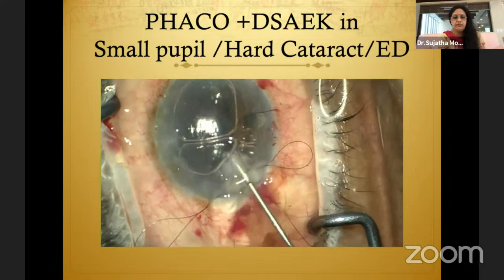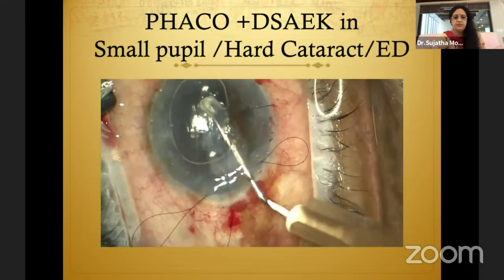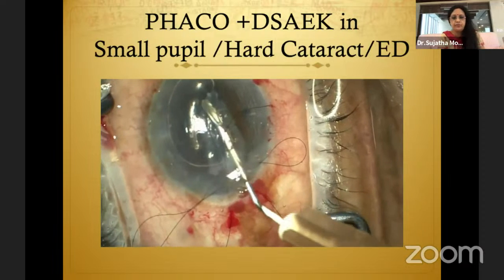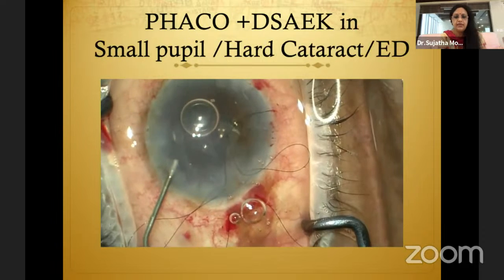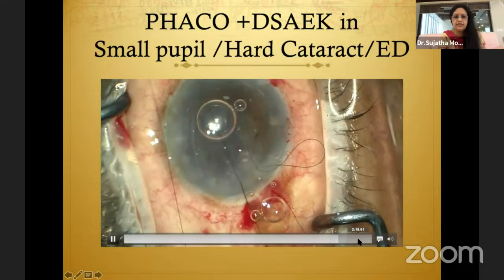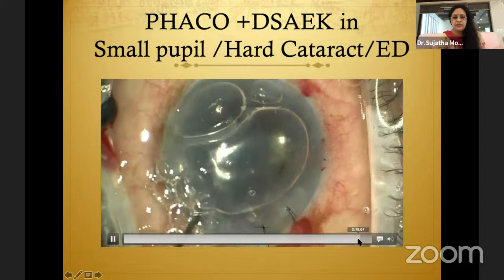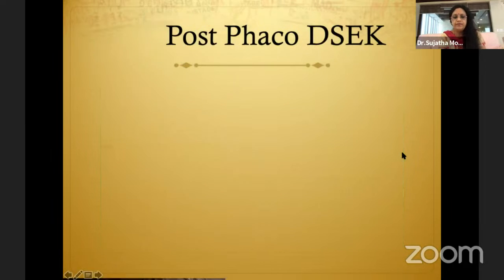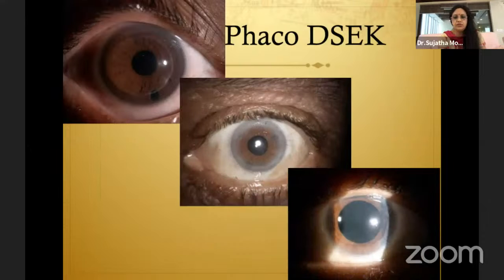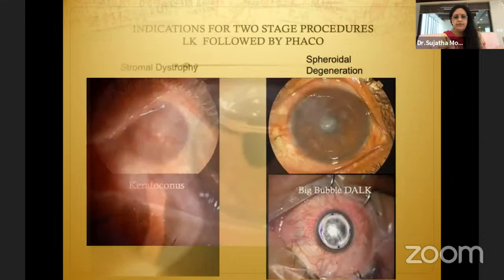So these are some of the problems that you don't anticipate, because I didn't expect the patient to have a floppy iris at all. But fortunately, everything went off very well, the disc came out very well, the disc was unfolded beautifully, and the outcome was good. So these are some of our patients who had a phaco-desec.